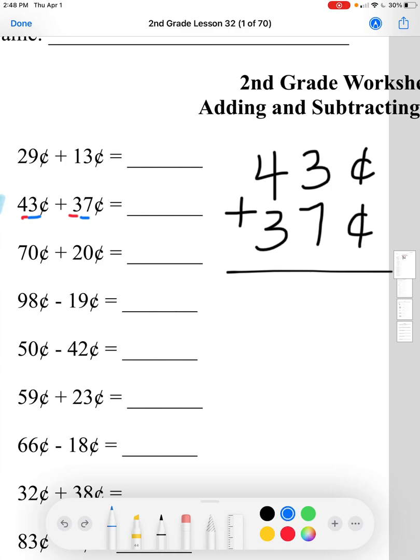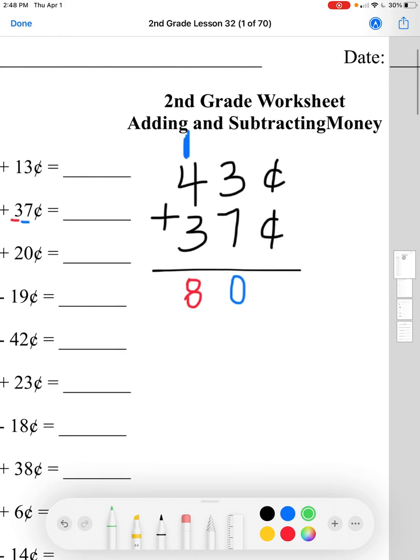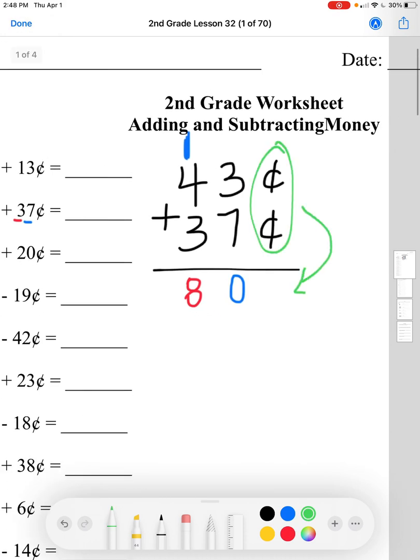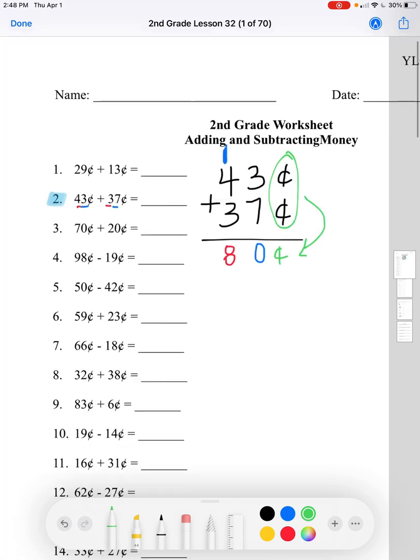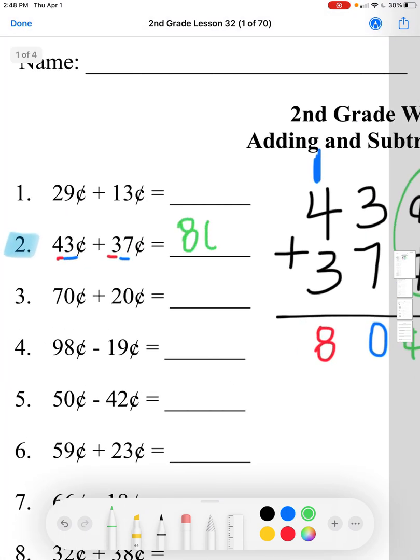In the ones place, we have 3 plus 7. 3 plus 7 makes 10. So we're going to put a 0 here and move that 10 to the tens place. And in the tens place, we have 1 plus 4, which is 5. And 5 plus 3 equals 8. That's 80, and don't forget to move that symbol or label down. So we have 80 cents.